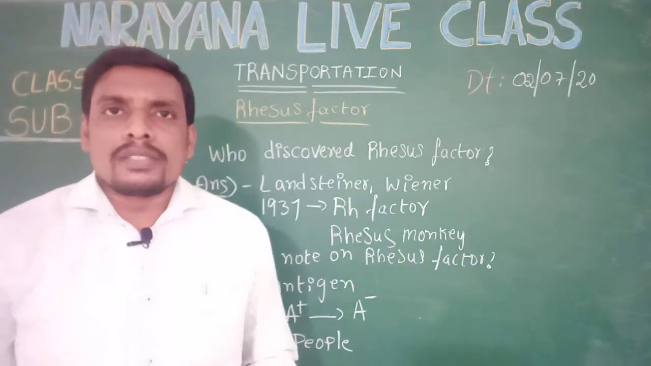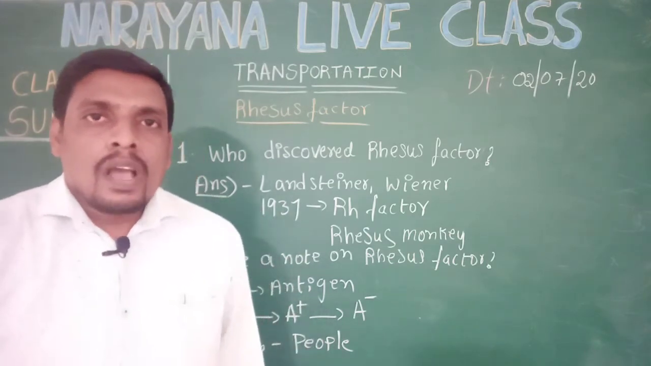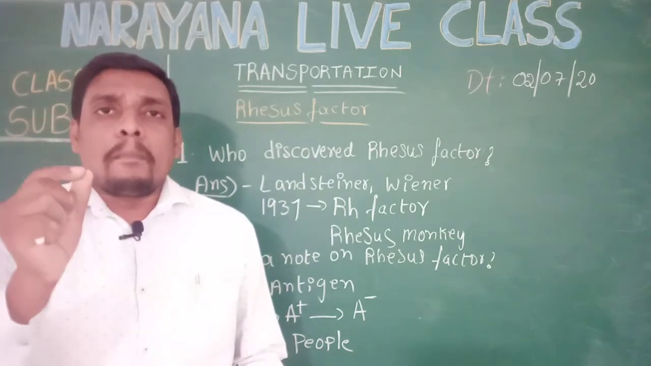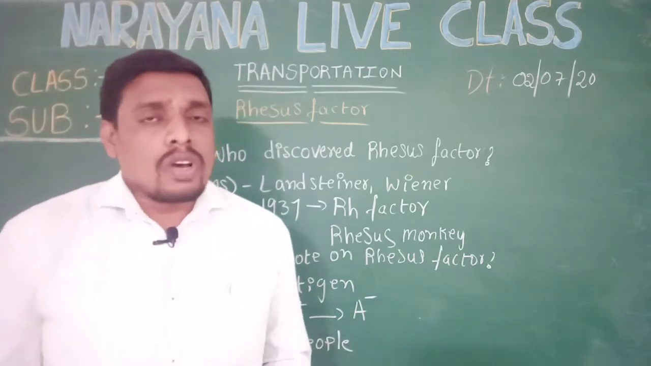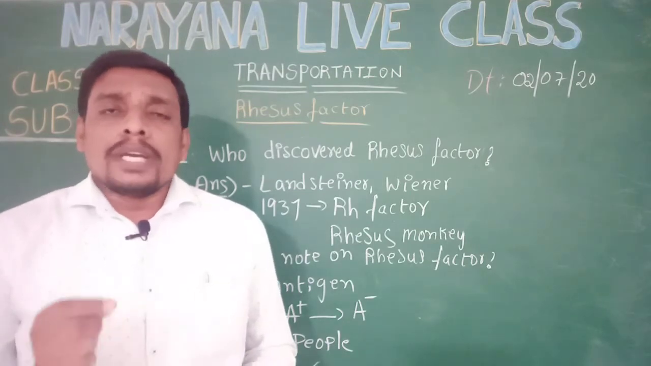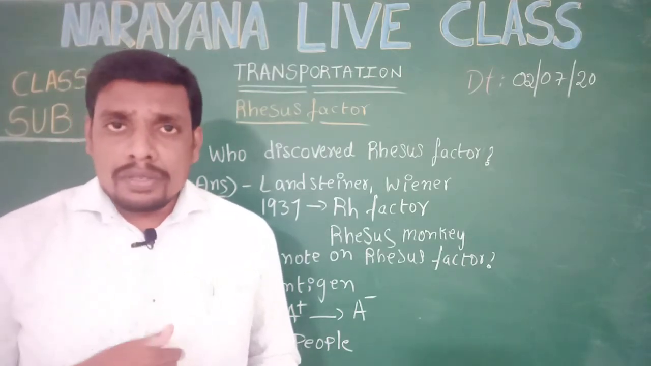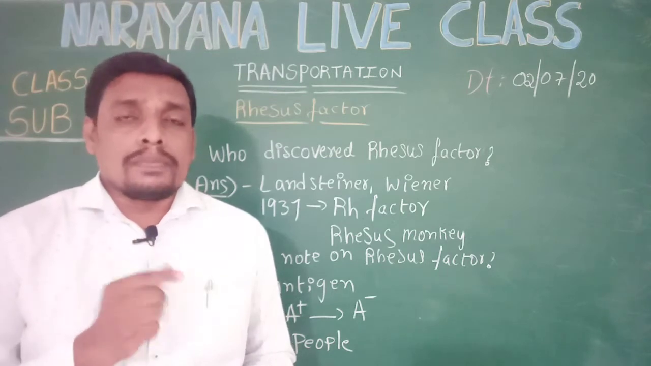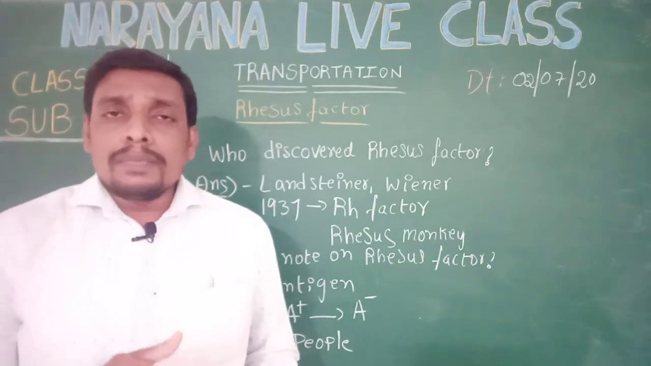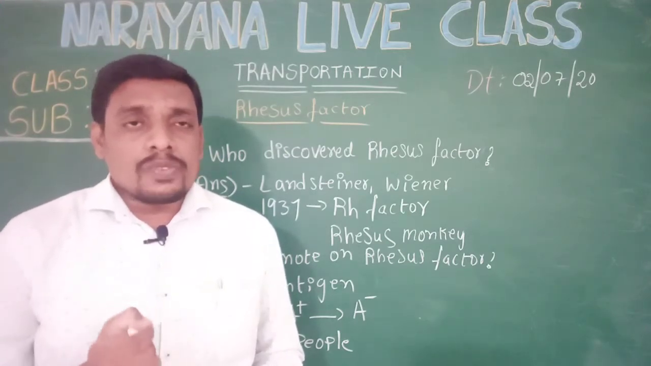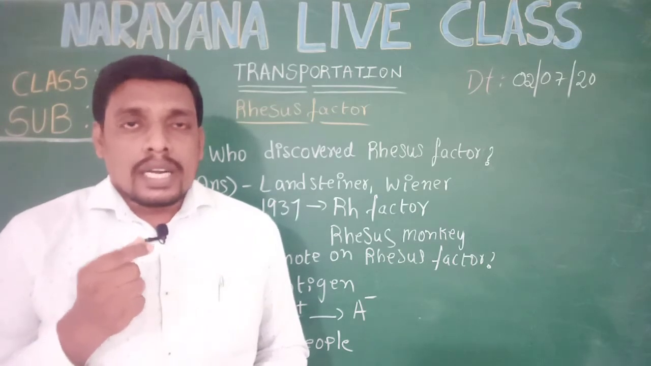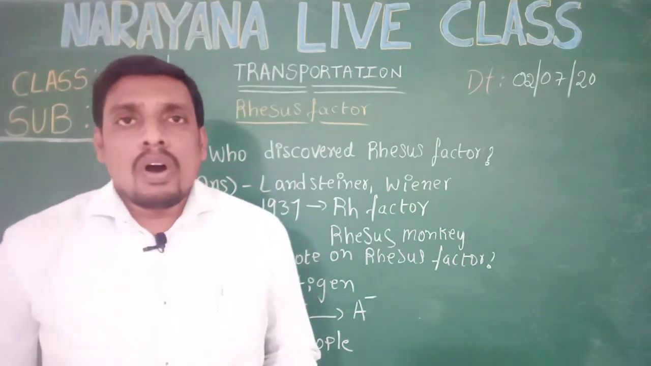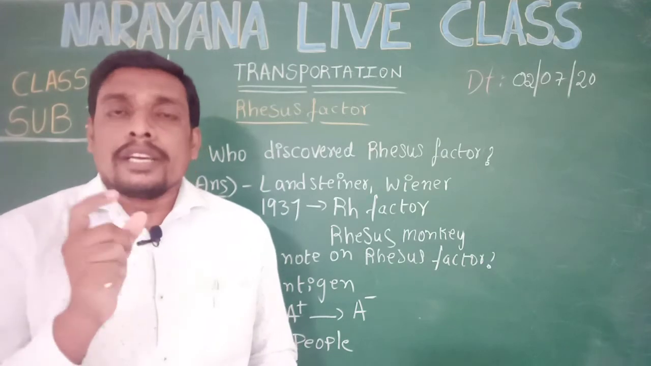Next question, children: what is thalassemia? How can you define thalassemia? Thalassemia is an inherited blood disorder. In other words, thalassemia is considered a group of inherited disorders that range from severe to mild. Why is it called inherited? Because this kind of disease generally moves from one generation, the parent generation, to the offspring generation. Hence, it is called an inherited disorder.